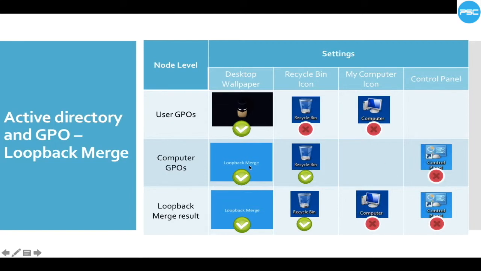So now the resultant loopback merge group policy will inherit the loopback merge wallpaper from the computer group policies. It will inherit the enabling of the recycle bin from the computer group policies, and it will inherit the disabled my computer icon from the user group policies, and also it will inherit the disabled control panel icon from the computer group policies. Now I'll move into my Windows Server 2016 and Windows 10 workstation for your better understanding of these loopback merge group policies.